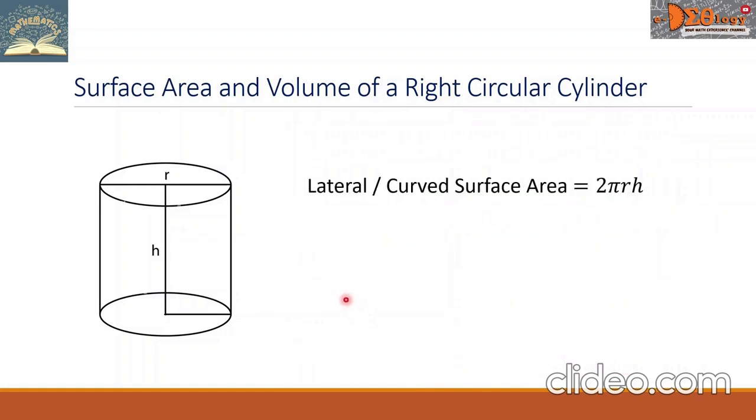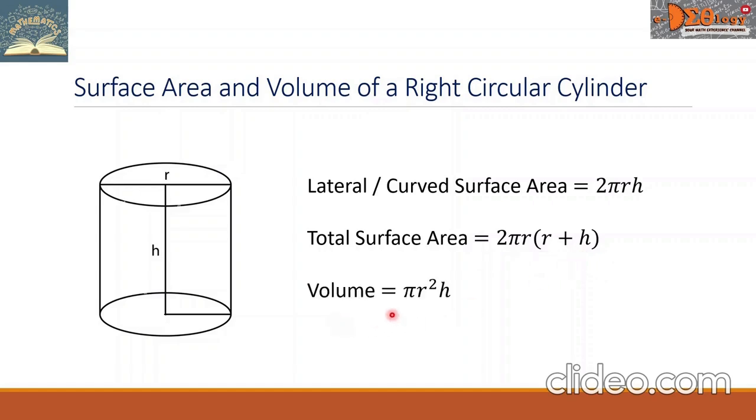Now, let's write the formula. First is the lateral or curved surface area. Formula is 2 times pi times radius times height. For the total surface area, that is 2 pi r times the quantity r plus h. What about the volume? This is equal to pi r square h.